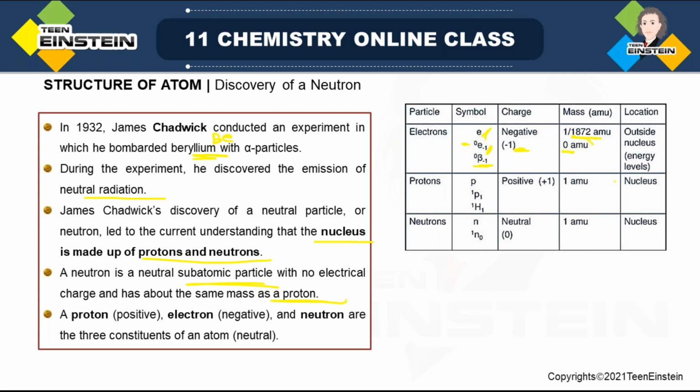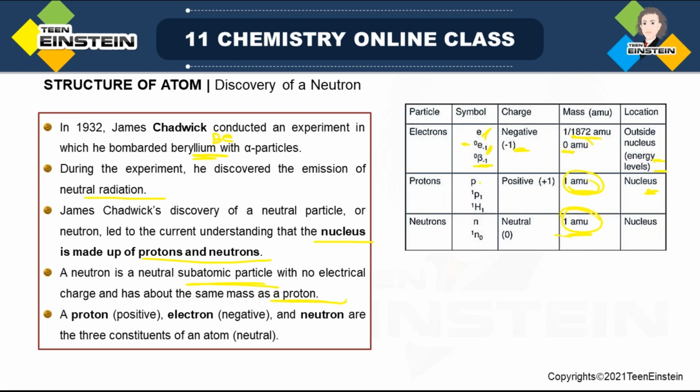It has no mass as such, and its location is outside the nucleus, where there are some energy levels, details of which we will see later. For protons and neutrons, the mass is the same in both cases. Another similarity between them is that both are present in the nucleus. The mass of protons and neutrons is 1 AMU, but compared to that, the mass of an electron is very, very small, almost 0 AMU, atomic mass unit.